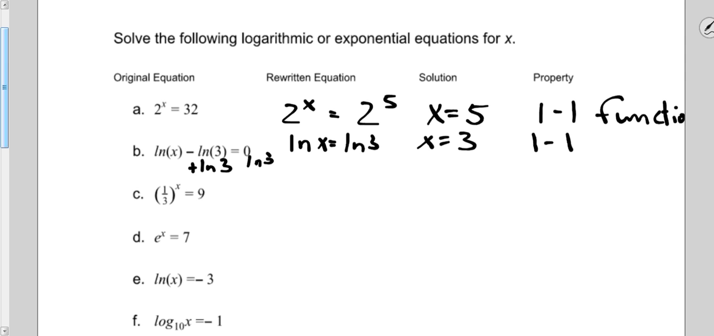Now, 1/3 to the x power equals 9. Well, let's check this out. This is tricky. Why is this tricky? I just hit my microphone. That's going to show up on the video. Why is this tricky? Well, think about this. 1/3 to what power equals 9?